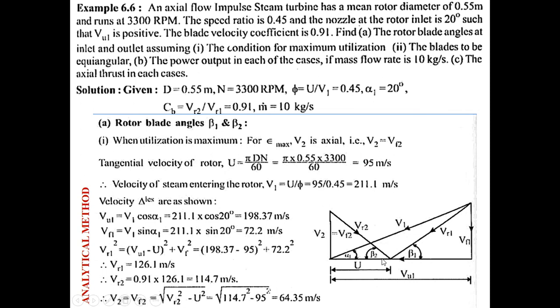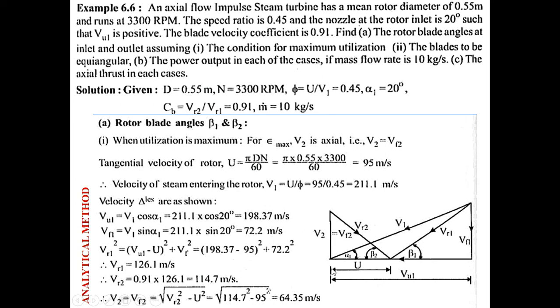So U is marked here, 95 meter per second. Alpha 1 is given in the question, 20 degrees. V1 is 211.1 meter per second. So this speed ratio will help us to find V1. V1 is completed. So from the tip, drop VF1 and find out VU1. And in the question they told VU1 is positive. It may be positive or negative, depends.